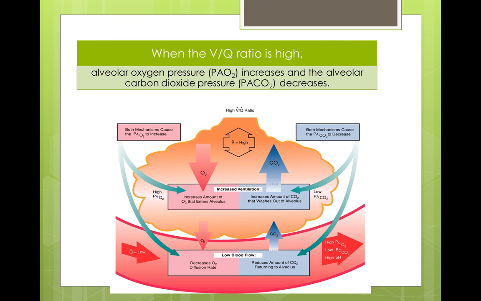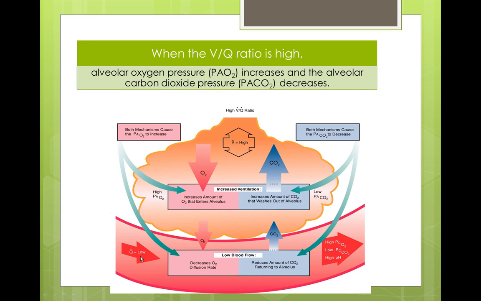So when the ventilation-perfusion ratio is high, it can happen for one of 2 reasons. Either ventilation has increased or perfusion has decreased, or both. So in this case, we have high VQ. Both mechanisms cause the alveolar oxygenation to increase. Because we're actually bringing in more air and we have less perfusion in relationship to that, we end up with a lot more oxygen that enters the alveolus.